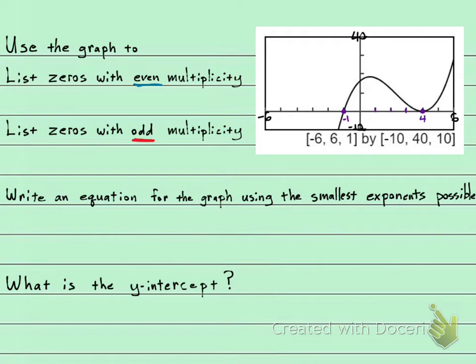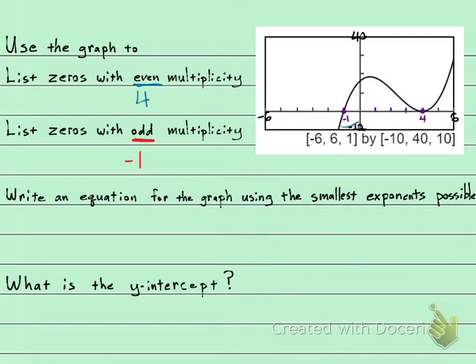Now, the multiplicity of -1 is going to be what? See, it crosses through. So crossing through means that it's odd. So the multiplicity at -1 is odd. And then the multiplicity over here at 4, if you look at the graph, boom, it bounces off. They say that this touches and turns around at 4. It's going to come down, touch 0 at 4, and then bounce right back up. So that is even multiplicity, 4.